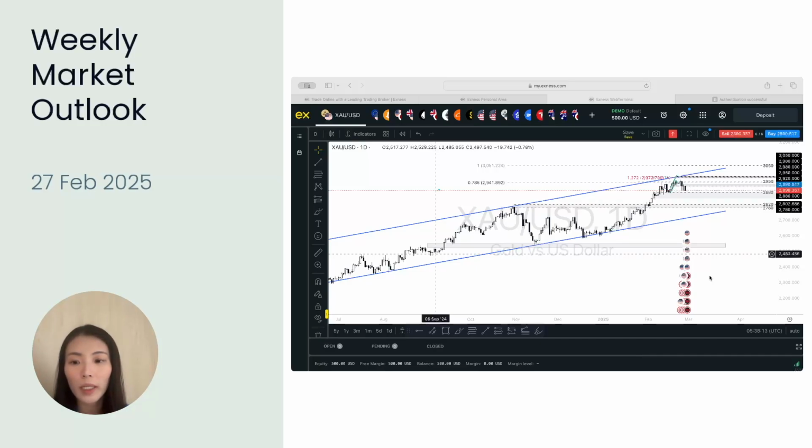So for today, we will take a look at technical analysis on gold, just to follow up from where we left off previously, and also potential scenarios and key levels. Right, so let's take a look at gold on the higher time frames first.